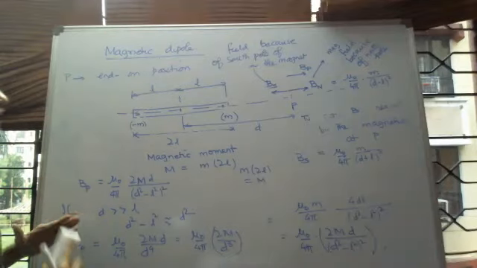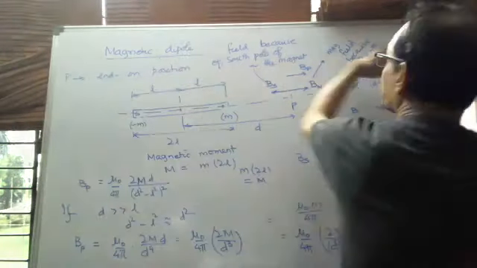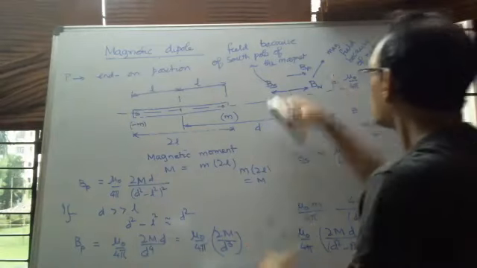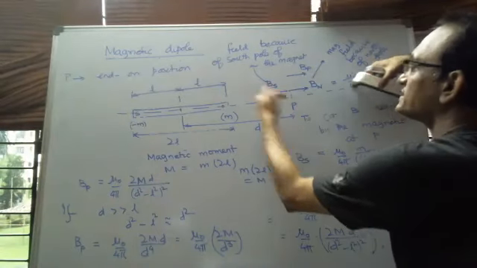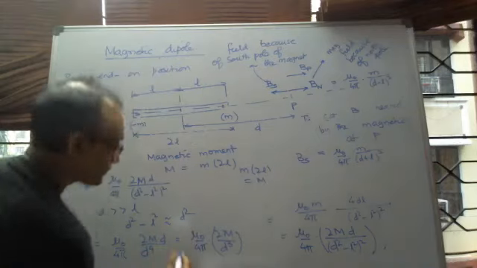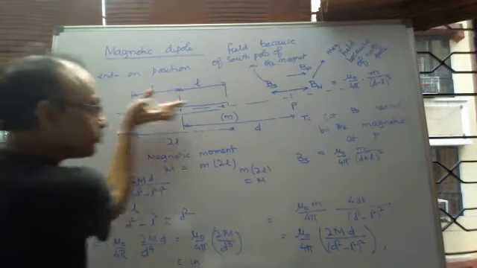Can I wipe this off? It is in the direction of the magnetic moment, on this side, because Bn is larger than Bs. It's in the direction of the magnetic moment. Magnetic moment is also like this.